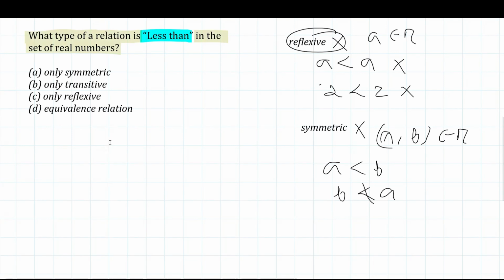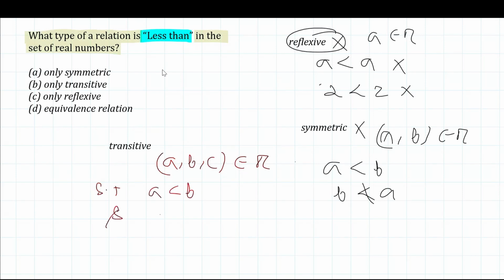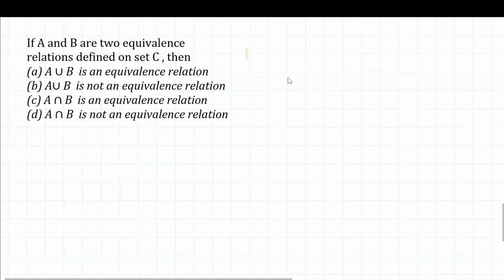Now to check whether it is transitive or not, we are going to take three elements A, B, C that belong to R, such that A is less than B, and B is less than C. From here you can figure out that A is the smallest and C is the largest. So clearly A will be less than C as well. So we'll say that it is transitive. As for the option, we can say only transitive is correct in this case.